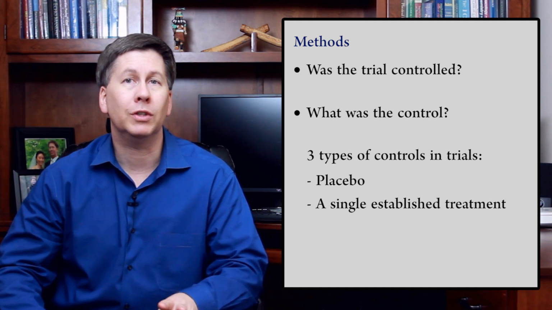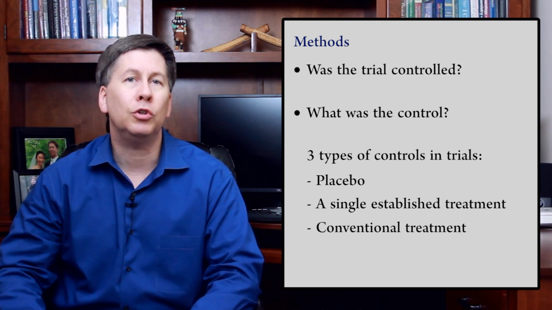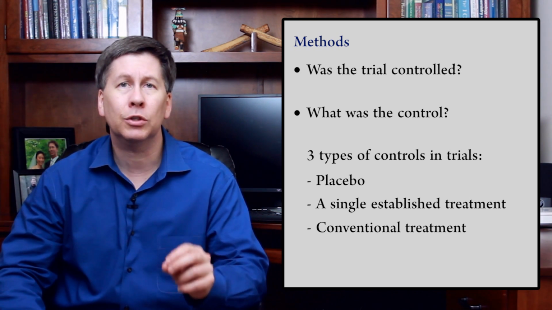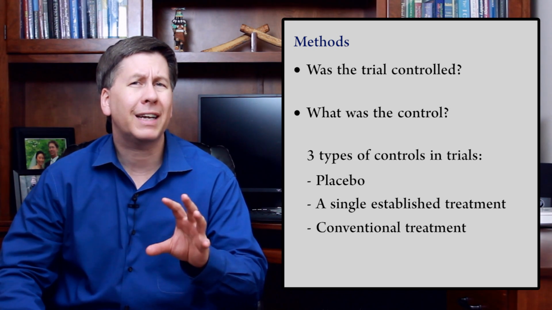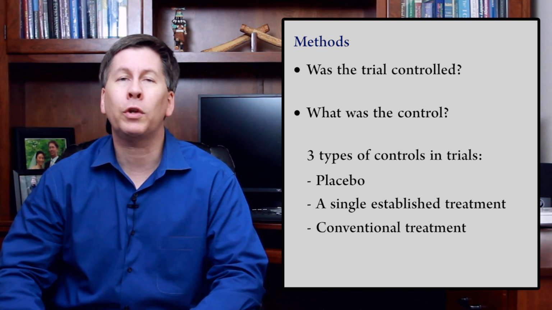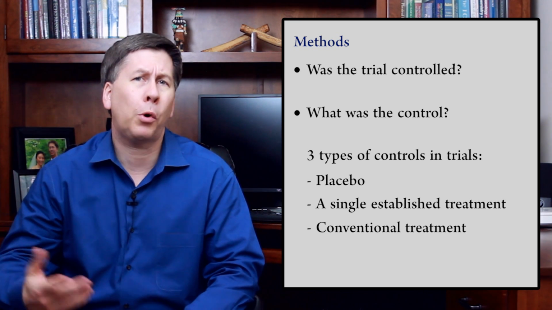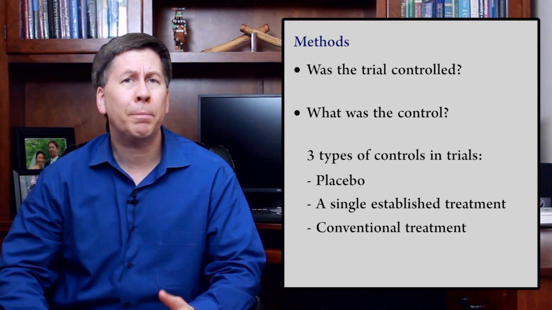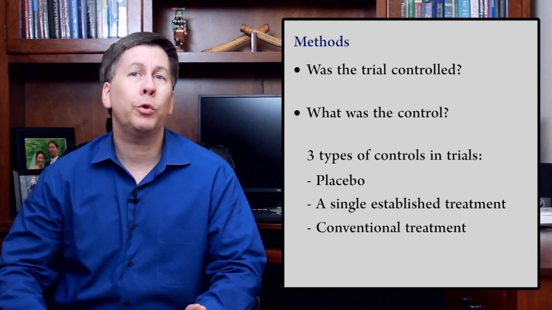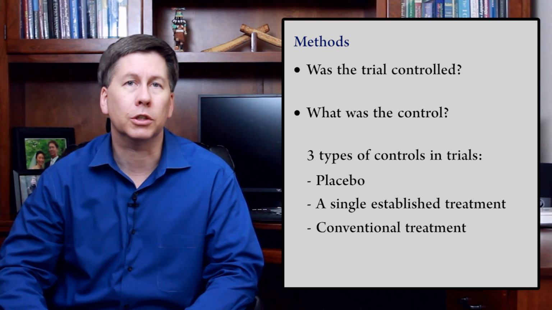The third type of control is a little more nebulous. It's called conventional treatment. Conventional treatment is used as the control in situations where there really is not a specific single established alternative, but more like a general approach. So for example, when protocols were developed to provide early goal-directed therapy in sepsis, there wasn't a specific drug or alternative protocol to compare it against. Instead, protocols for early goal-directed therapy were compared against conventional treatment, which included some combination of fluids and pressors at the discretion of the individual treating physicians.